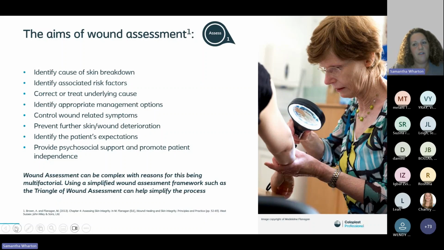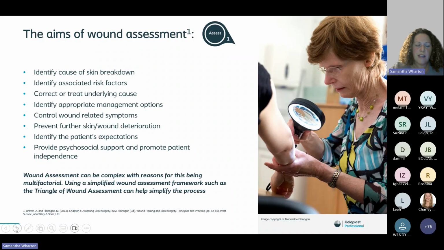not looked at enough for our patients, and pain is a real contributing factor as to whether or not they're going to agree to certain treatments. If they're in lots and lots of pain and then you're suggesting putting on compression, they'll often say, no, it's too painful. We need to address their analgesia, their pain, to ensure that they will then be able to tolerate the most optimum treatment. It will prevent further skin and wound deterioration.